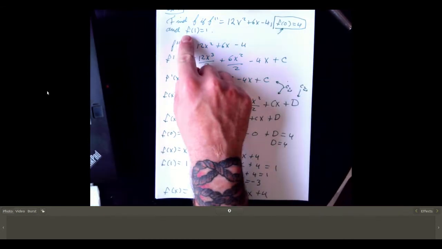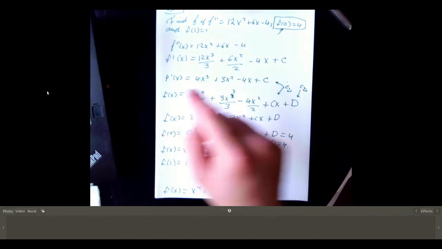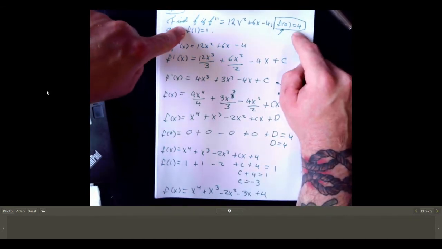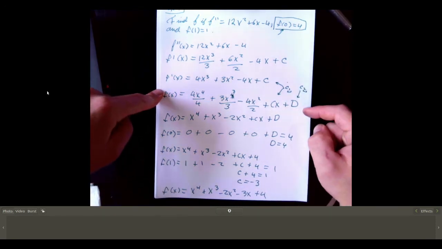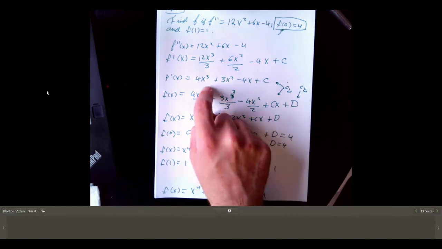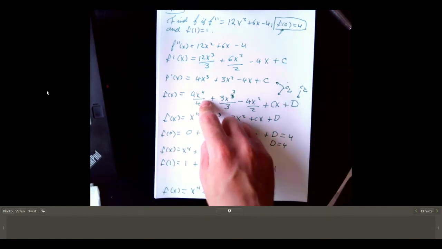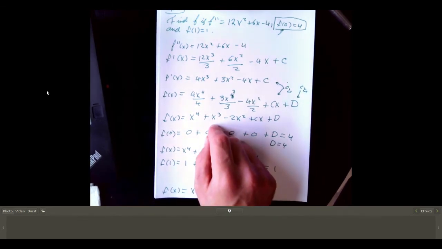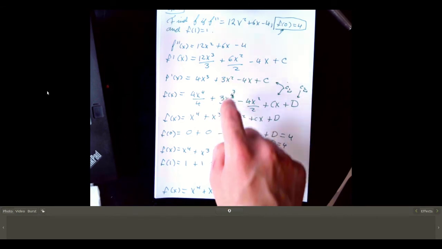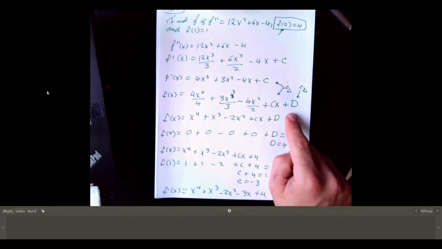If they gave us information about f prime of x, we could use that here, but they didn't. They only gave us information about f of x, so we had to figure out the values of our constants down here. We integrated term by term. We found the antiderivative of each term. We won't use the term integrated until next chapter. Antiderivative, antiderivative, antiderivative, antiderivative, plus a new constant.